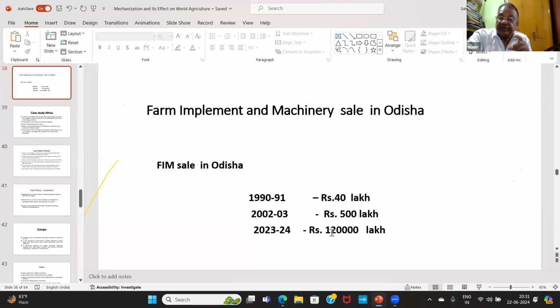Then in 2003, we purchased the combine harvester. Then through central schemes, we got the paddy reaper. These are the items which were introduced. And from Bhopal, we also got the sunflower thresher that was manufactured in the implement factory and sold to the department. Now in 2023-24 March, 1,200 crores is the farm machinery implement sale in the state.